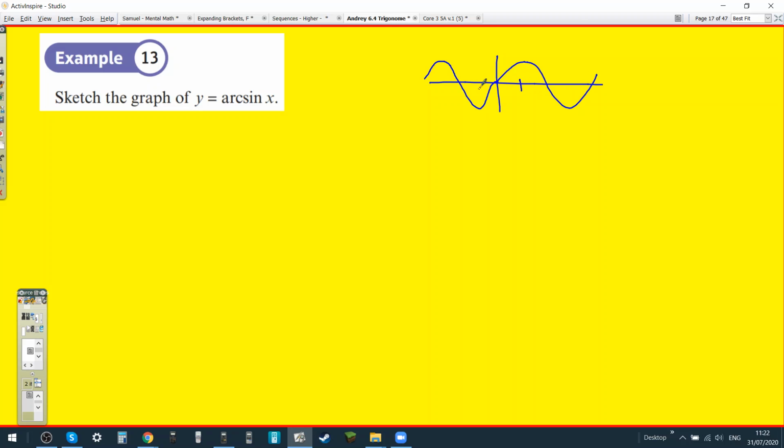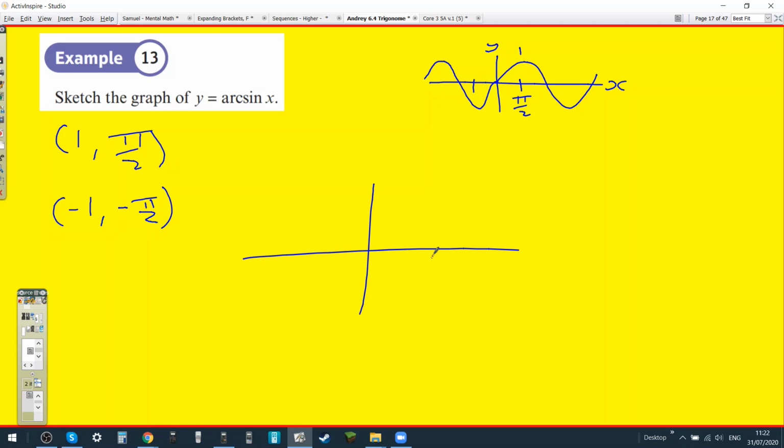Sine. You have to restrict it. We swap x with y. And so, what is this one? That's pi over 2, 1. And so it becomes 1, pi over 2. The other one must become minus 1, minus pi over 2. So instead of going up and down to 1 and minus 1, it goes left and right.